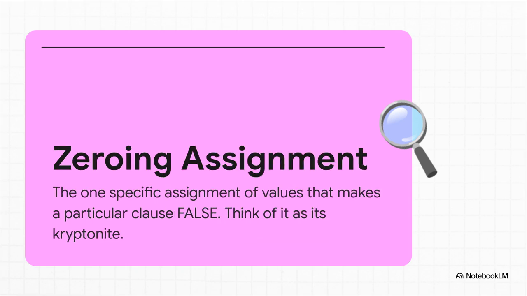Now here's the really clever part. Every single one of those clauses has a unique weakness, a kryptonite. It's the one and only combination of true and false that makes that specific clause false. So for our A or B or not C example, its kryptonite is when A is false, B is false, and C is true. That specific combo is what we call its zeroing assignment.